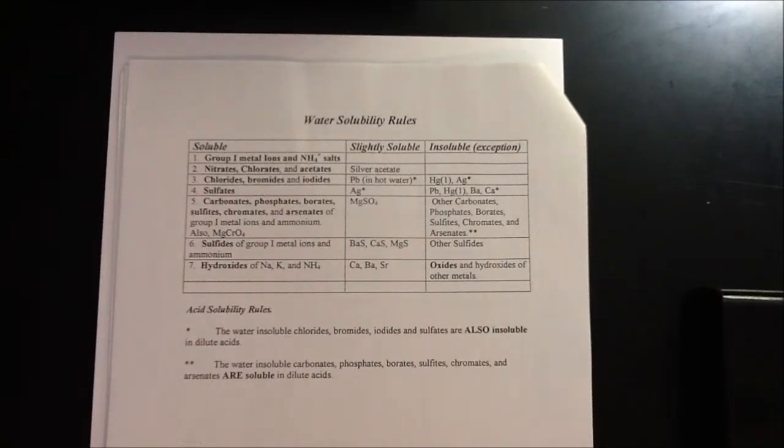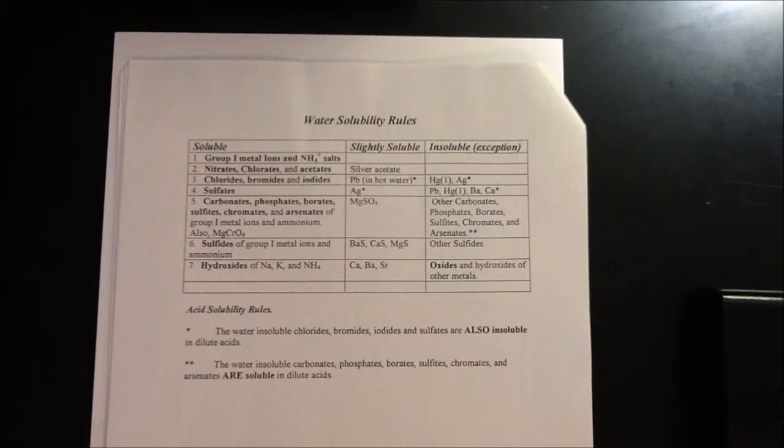But just to summarize these rules real quick, rule number 1 on here says group 1 metal ions and ammonium salts are all soluble. So that means any salt that has sodium, whether it's sodium sulfate or sodium chloride, potassium nitrate, any of those, group 1, or ammonium, also would include ammonium sulfate, for instance, ammonium carbonate. Anything with group 1 or ammonium is going to be aqueous.